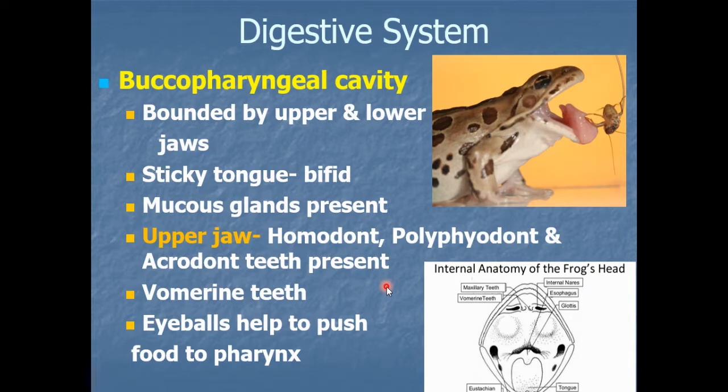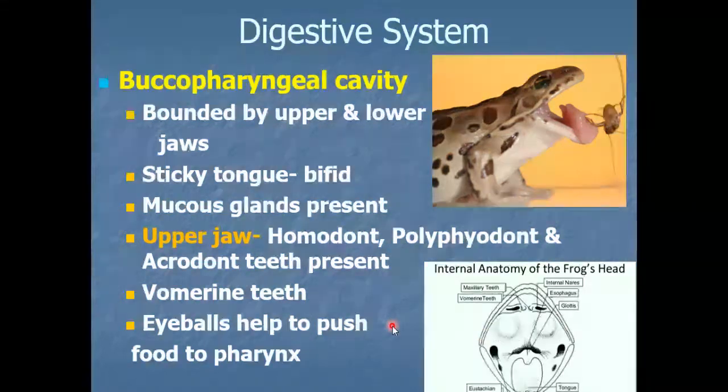Then polyphyodont means that teeth are continuously replaced. In our case, it is diphyodont condition. That means we have two sets of teeth during our lifetime, milk teeth and permanent teeth. But here, it is continuously replaced by different sets of teeth. And the third term, it is acrodont. Acrodont means teeth are fused to the jaw bones. In the upper jaw, the teeth are directly fused to the jaw bone.